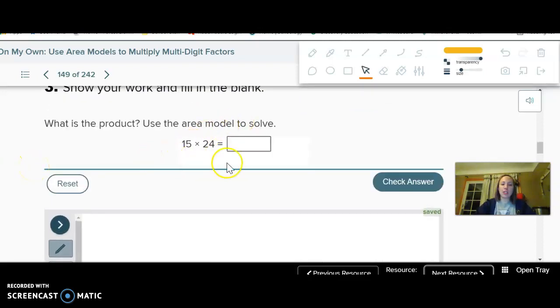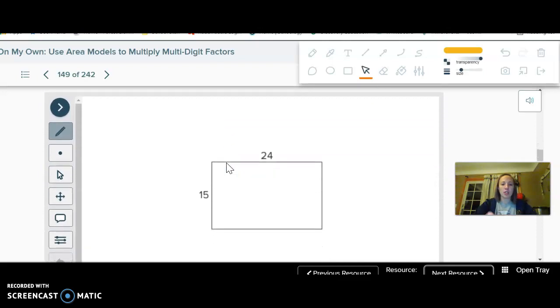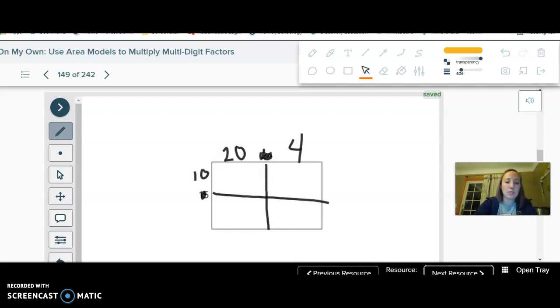Go ahead and do 15 times 24. All right, hopefully you got it. So I'm going to split this up into 20 and 4, and this one, 10 and 5. Notice how it was just 2 digits by 2 digits, so I just need a box that's 2 by 2. That's how I decide how big of a box to draw. If you need help figuring that part out, let me know.